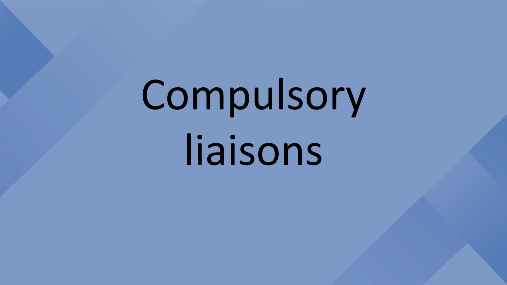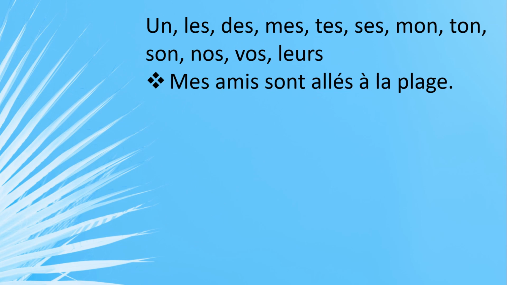Compulsory liaisons. Here's the list of those little words we use all the time. But with those words, you need to make a liaison. Like un, les, des, mes, tes, c'est, mon, ton, son, nos, vos, leur. So here is a sentence. I'm not going to read it, obviously.